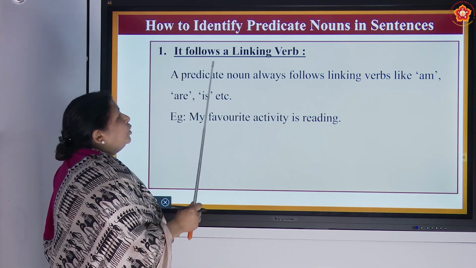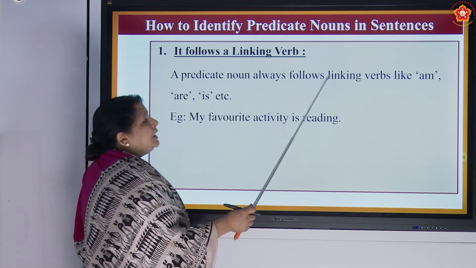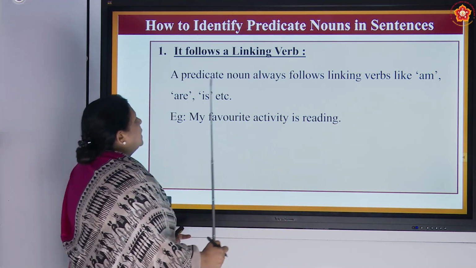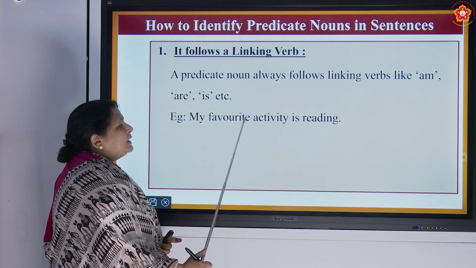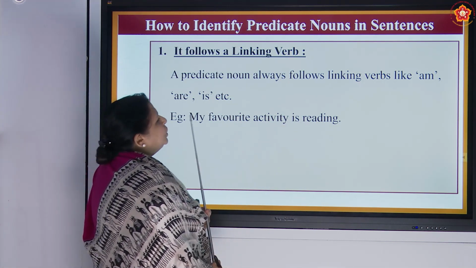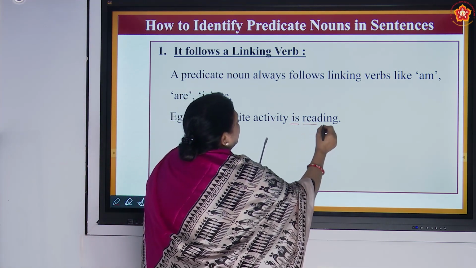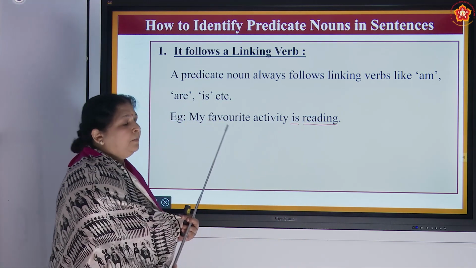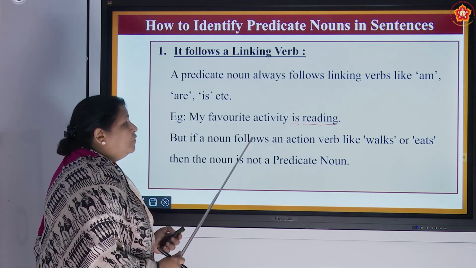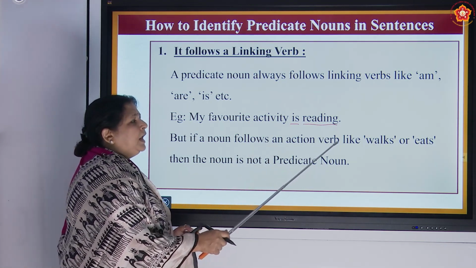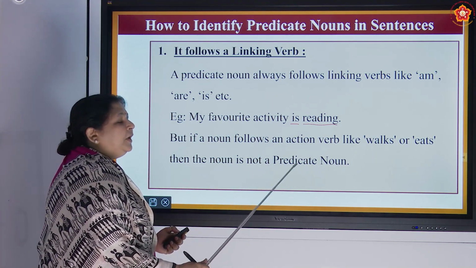First one, it follows a linking verb. A predicate noun always follows linking verbs like am, are, is, etc. For example, my favorite activity is reading. So, is is a linking verb and then reading is a predicate noun. But if a noun follows an action verb like walks or eats, then the noun is not a predicate noun.